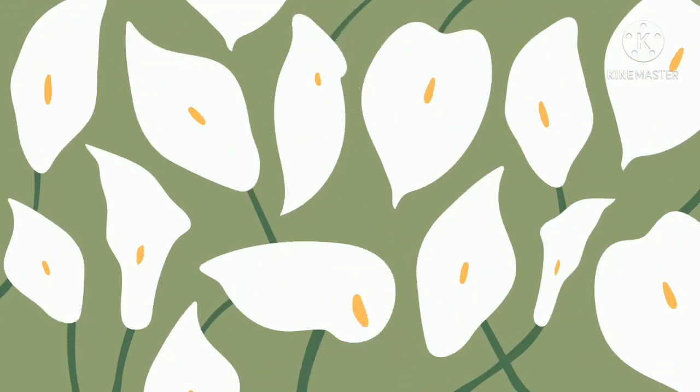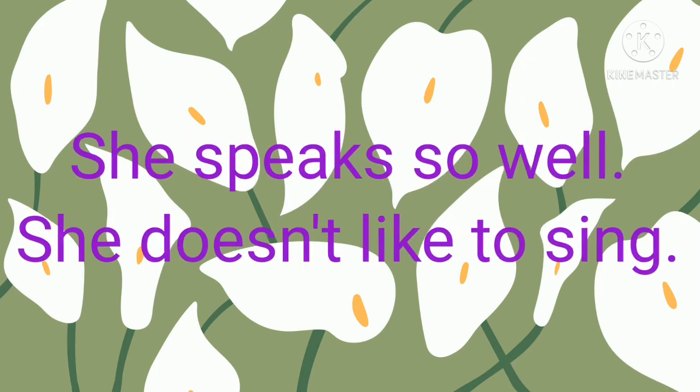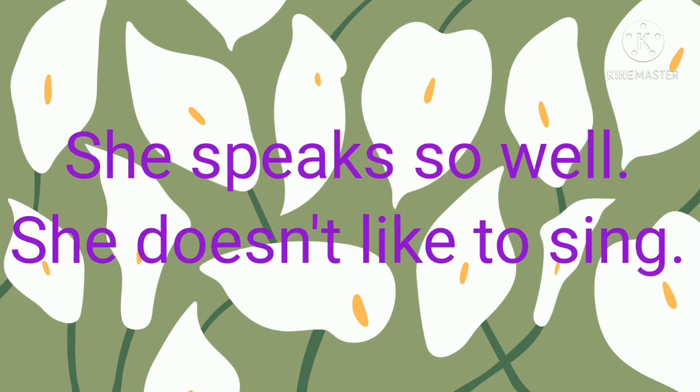Let us now view another example. The next example we have here is: She speaks so well, she doesn't like to sing. So here we are talking about only one subject, which is "she," a girl. So "she" is a pronoun. Very good. And we have two different sentences here. One is positive, another one is negative.